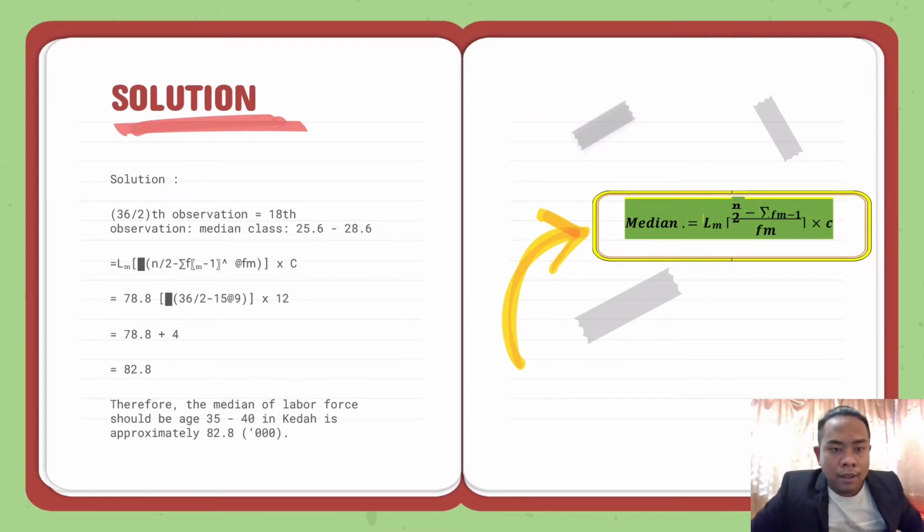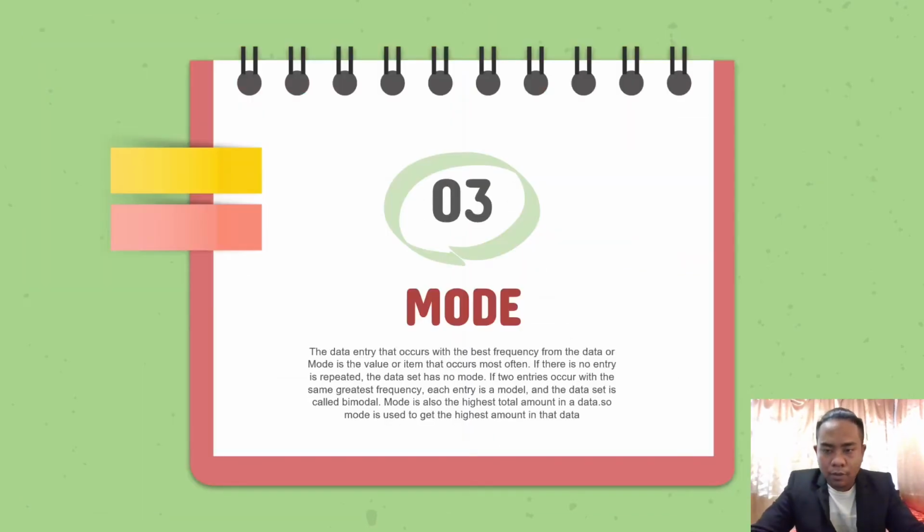So the total is 82.8. Therefore, the median of the labor force aged 35 to 40 in Kedah is approximately 82.8 thousand.